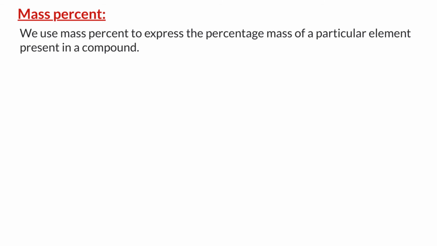We use mass percent to express the percentage mass of a particular element present in a compound. Let us take an example to understand this. If we take 1 mole of water molecule, it would weigh equal to its molar mass. Let us first calculate its molar mass. 1 mole of water contains 2 moles of hydrogen and 1 mole of oxygen.